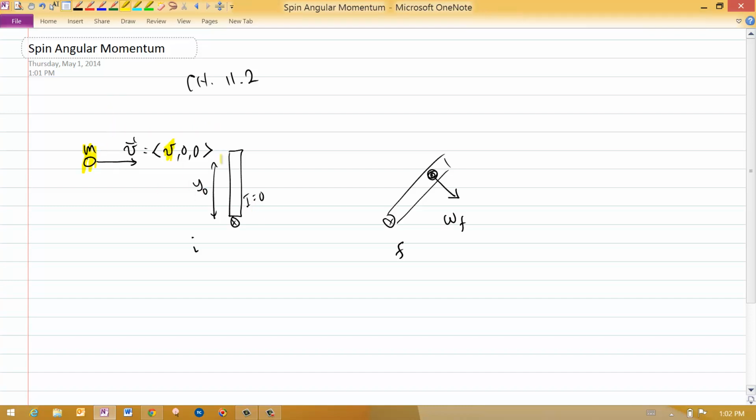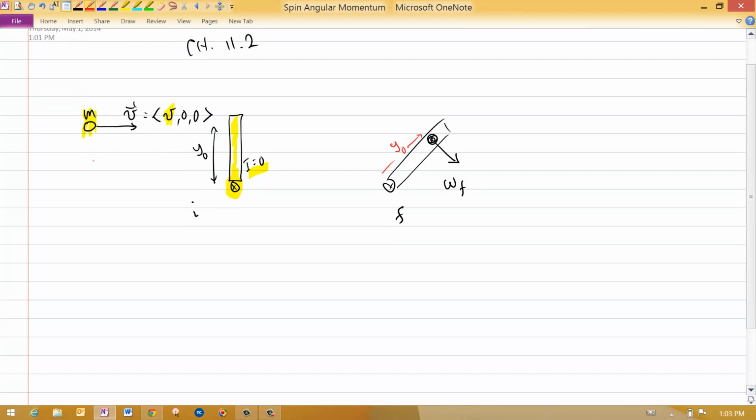And it is coming in, it is going to hit this stick, and this stick has a moment of inertia of 0. Here is a frictionless bearing, so the stick can rotate freely once the object is hit. But it's going to hit at a distance off axis of y0. So here's the final state. y0 is the radius at which this object is spinning around.